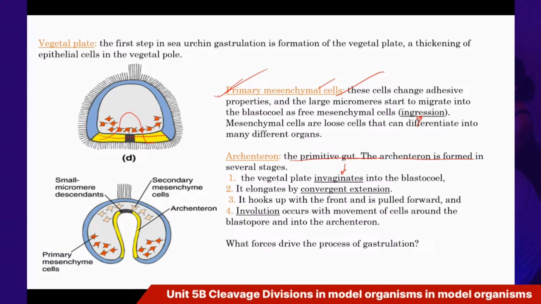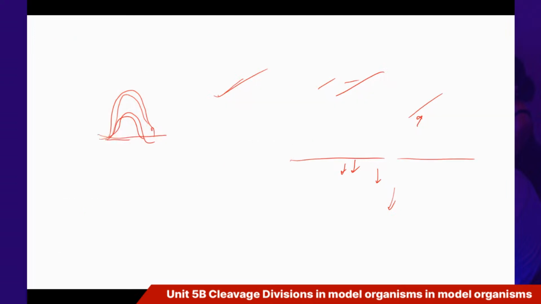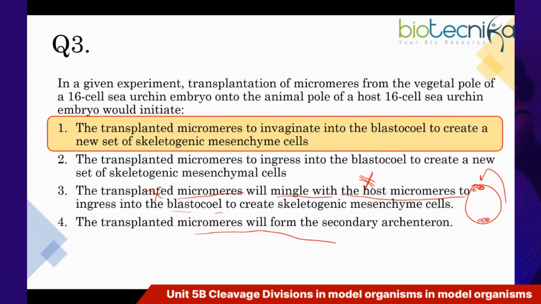I showed you some scanning electron micrographs also of the PMCs coming out of this layer. Do you recollect now? And then I showed you that this archenteron lifts up by invagination, then by convergent extension it will become thinner. Do you recollect now? So invagination comes later, after that convergent extension. Then involution will also be there. But initially it is ingression. Just check the video once. I don't think I have told anything like that. So the transplanted micromeres will form the secondary archenteron. Now, transplanted micromeres, secondary archenteron: the micromeres don't form the archenteron.